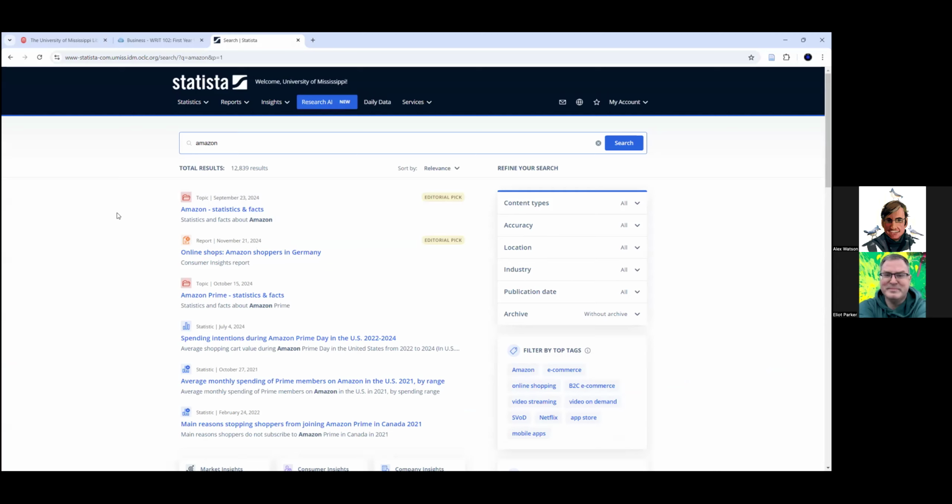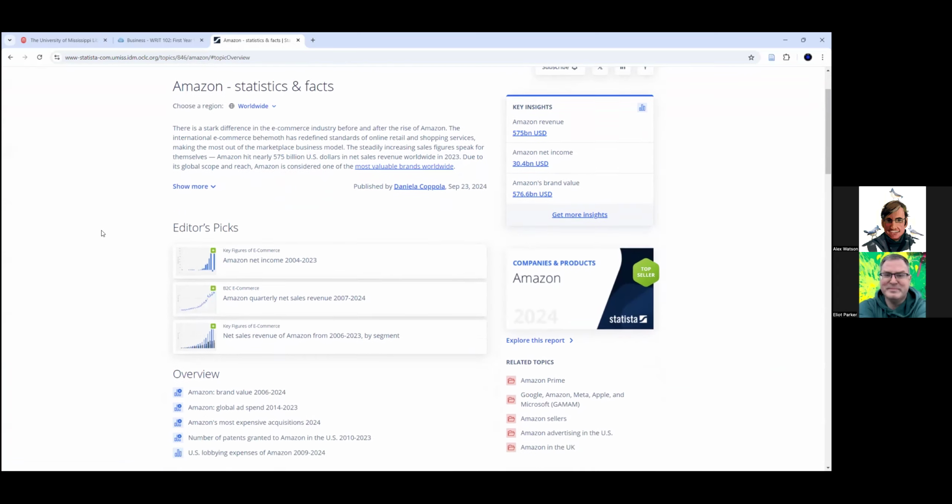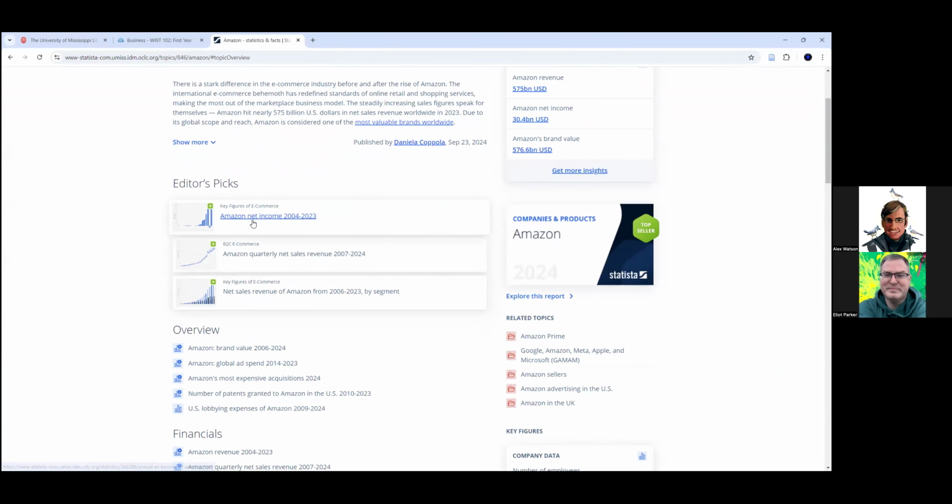And in fact, you can see that this has two topic reports based on Amazon. One is statistics and facts, and the other one is about Amazon Prime. So if we look at the company as a whole, we can have a look at some of its various and sundry charts.